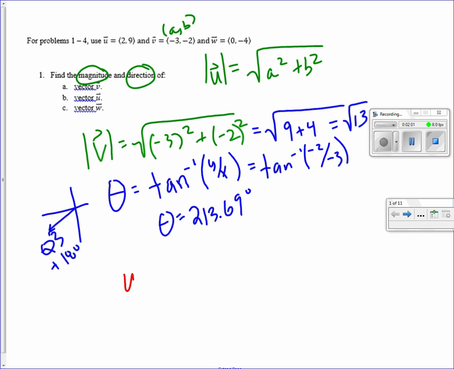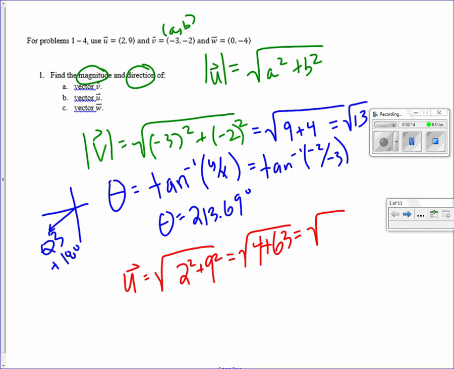We're going to repeat for vector u. For vector u, we're going to find out that the magnitude is the square root of 2 squared plus 9 squared, which is the square root of 67. And we're going to do the inverse tangent of 9 over 2. Now, that is in quadrant 1, so I don't need to change anything once I have the answer in the calculator. So we'll find out that that is 77.47 degrees.